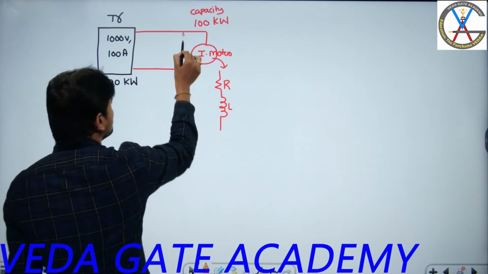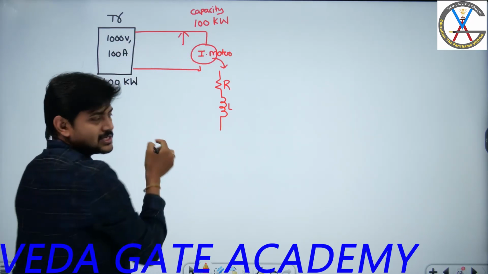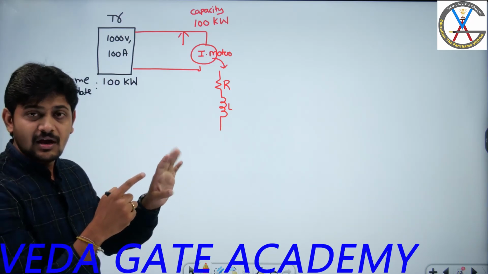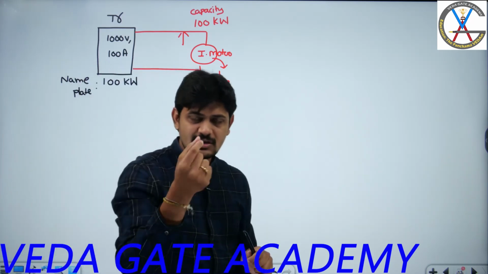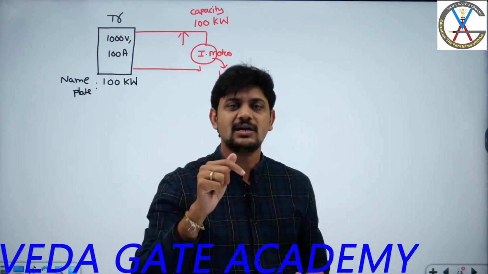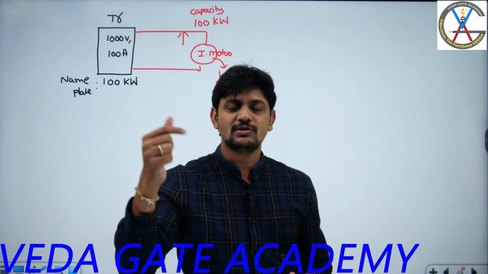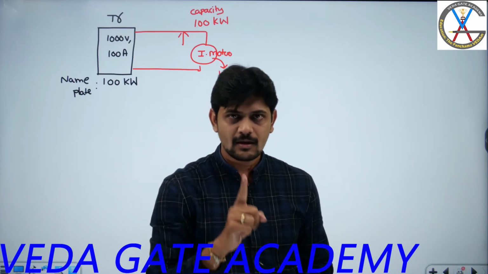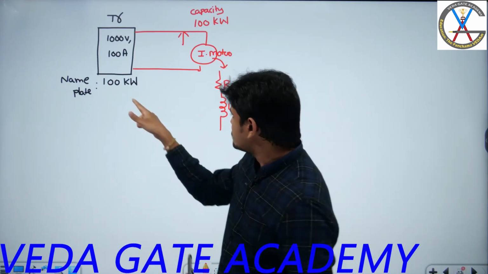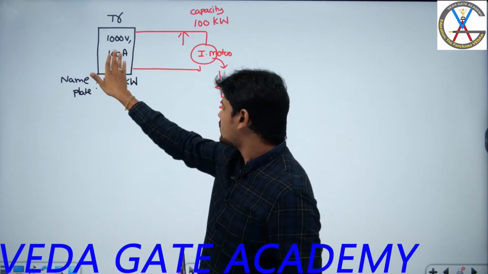At a voltage of how much? Because they will mention the voltage rating, they won't mention the current rating. If you see the nameplate details, in general, if I am a good designer, on the nameplate I will mention the kVA rating along with the voltage ratings, such as 1000 volts by 200 volts. But instead of kVA, I have mentioned kilowatts and the voltage rating, and you won't get the current rating.